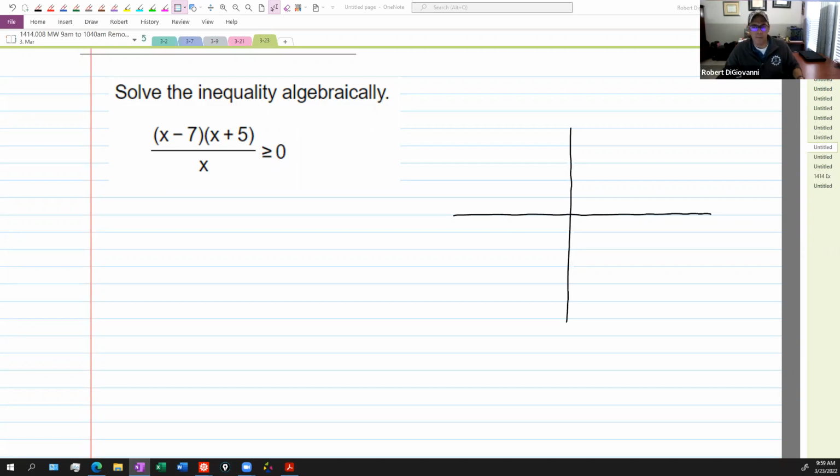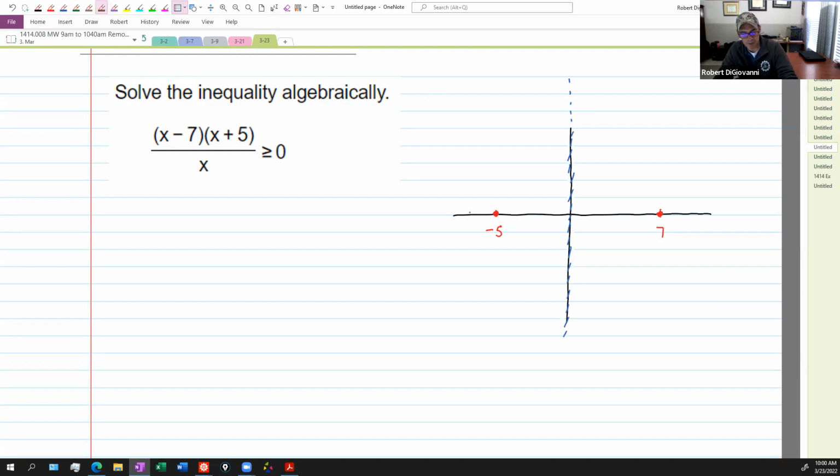Okay, I'm going to go ahead and work through it pretty quickly here. I know only 5 or 6 of you were finished, but just by looking at this, I can look at the numerator and tell that I have 2 x-intercepts, one at 7 and one at -5. That's just setting the 2 factors equal to 0. If I set the denominator equal to 0, I get 0. So I have a vertical asymptote that goes through the y-axis.